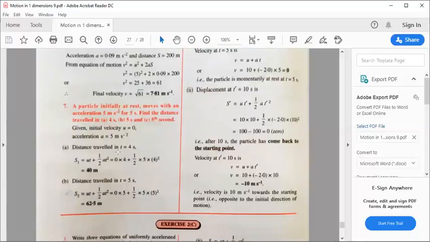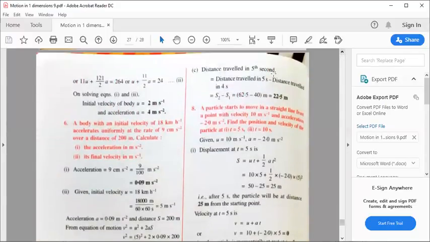Now, distance traveled in 4 seconds, just put t as 4 in the formula and you get the answer. Similarly, if you want 5 seconds, you can directly apply the formula. And initially at rest, that means u is 0. So just apply the formula, 0 into 4 plus this, and you will get the answer. What about the fifth second one? Now distance traveled in the fifth second will be distance traveled in 5 seconds minus distance traveled in 4 seconds. So S2 minus S1, subtract both and you will get the distance traveled in the fifth second.